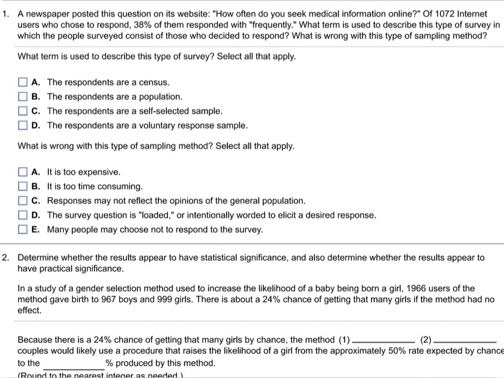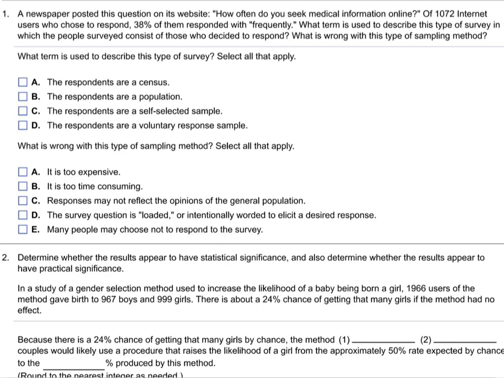All right, a newspaper posted this question: How often do you seek medical information online? Of 1,972 internet users who chose to respond, 38% of them responded with frequently. What term is used to describe this type of survey in which the people surveyed consist of those who decided to respond? Select all that apply.